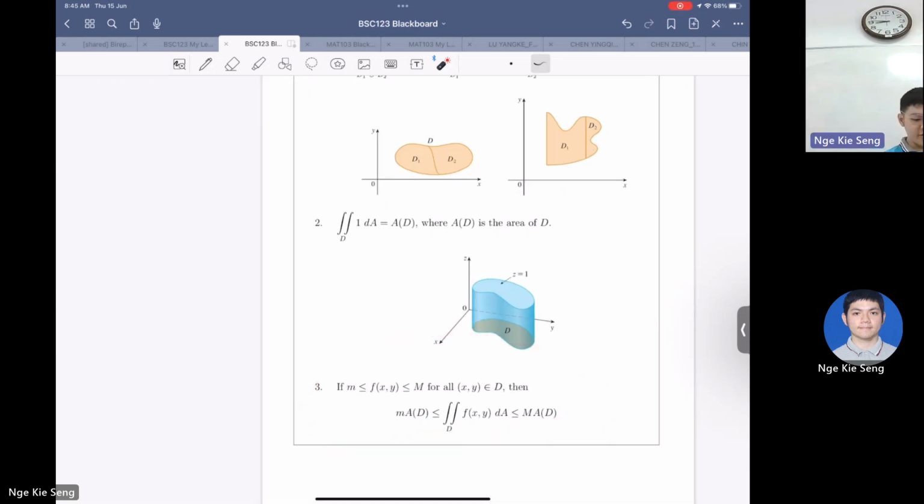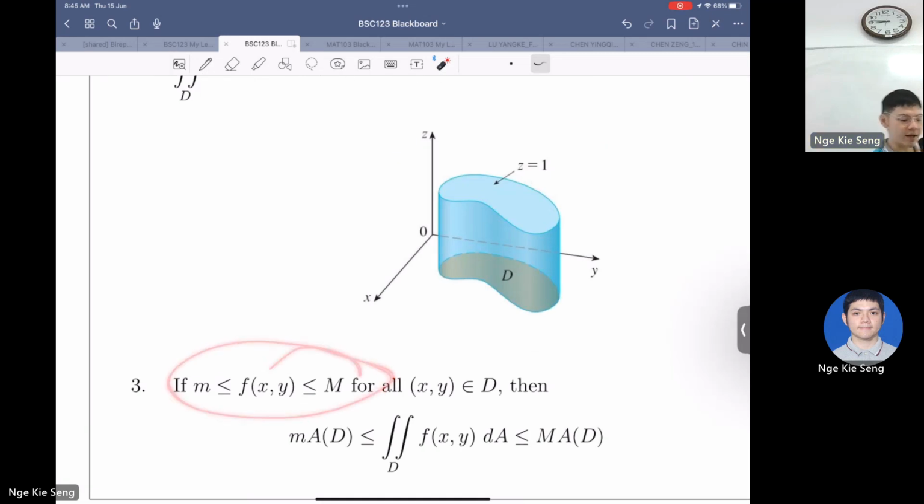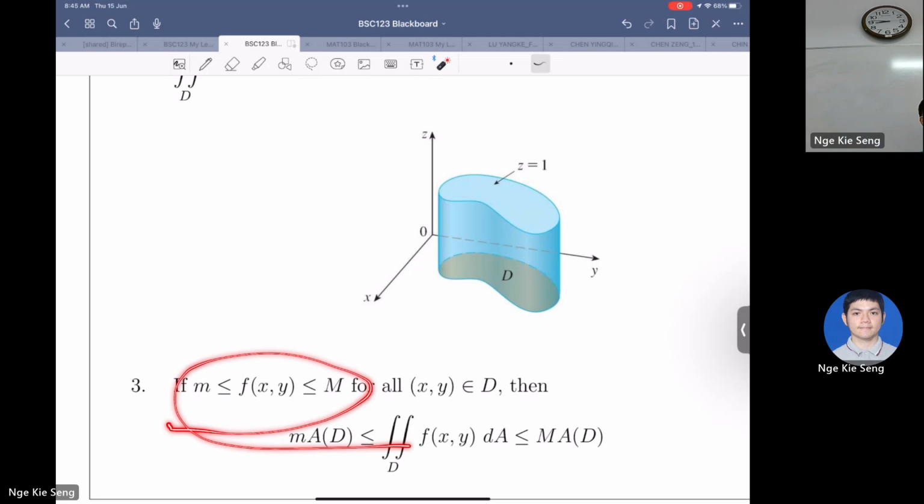Number 3 here: if your function is bounded by two constants, your integral is also bounded by two constants, the bounds multiplied by the area of the domain. Is this obvious or not?